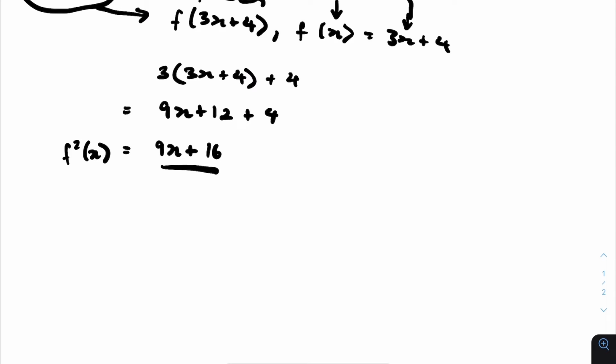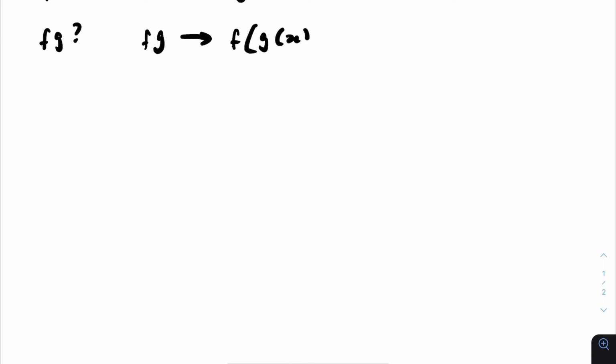Now, let's say we had f of x is equal to 3x plus 4, and g of x is equal to x squared plus 1. And let's say we were asked to find fg. The first thing we have to notice is that fg is essentially saying f of g of x. So it's another composite function in which we're putting g of x into f of x. If we substitute g of x into here, where g of x is equal to x squared plus 1, we get f of x squared plus 1.